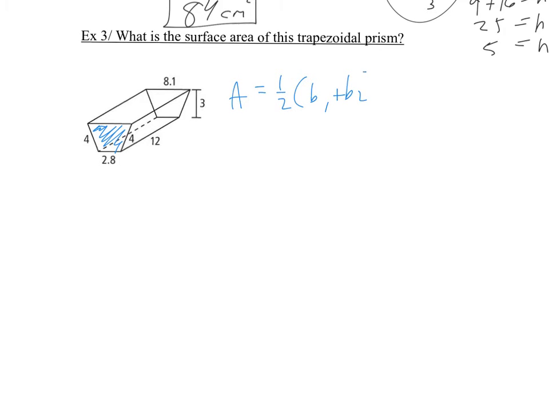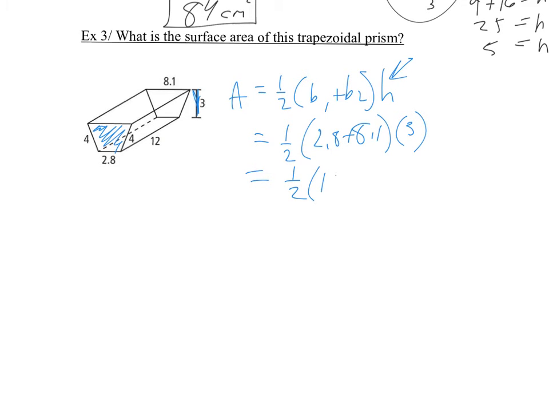So 1/2 B1 plus B2 times height. Now keep in mind, this height right here is not the altitude. It's not 12. It's the actual height of the trapezoid. So the trapezoid is 1/2 times 2.8 plus 8.1 times 3. So that would be 1/2 times 10.9 times 3.